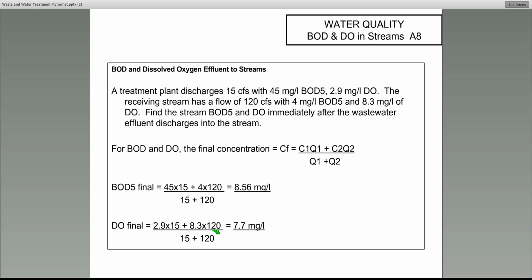You use the same flows, but you just plug in DO and you come up with a DO of 7.7, whereas the DO was... I was wrong. The BOD was 4 in the stream, and it went up to 8.56, so it doubled. But the DO was 8.3, and it went down to 7.7, which is not too bad.